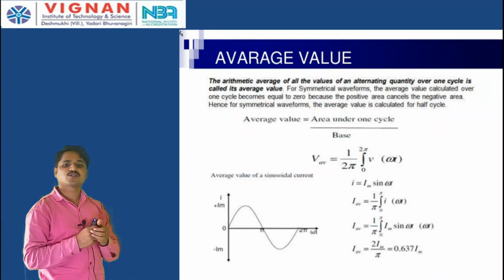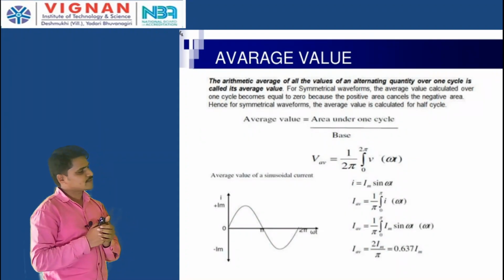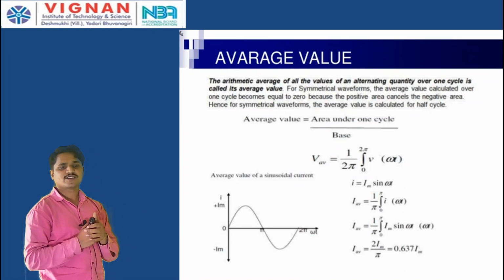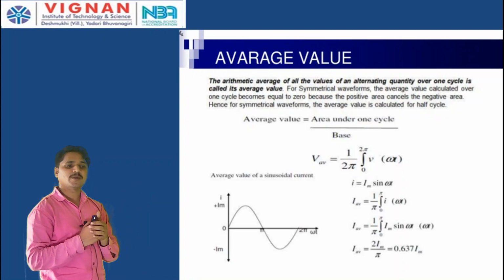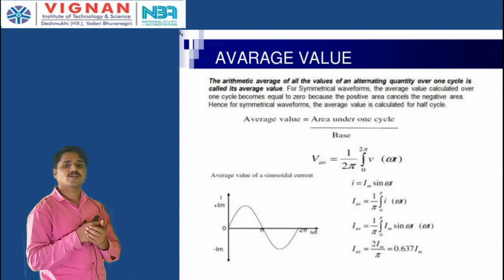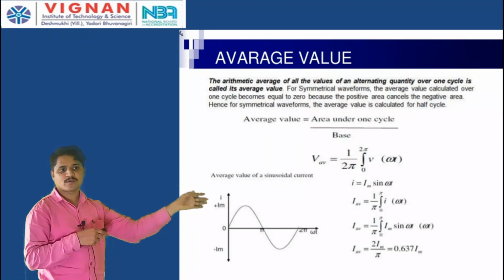So, I average is equal to 1 by pi. You substitute I is equal to I m sin omega t. So, I average is equal to 1 by pi into integral 0 to pi, I m sin omega t d omega t. What is the integration of sin omega t? It is minus cos omega t. So, substitute the upper and lower limits, then you will get I average is equal to 2 I m by pi, that is 0.637 I m, that means 63.7% of the maximum value for the sinusoidal waveform.